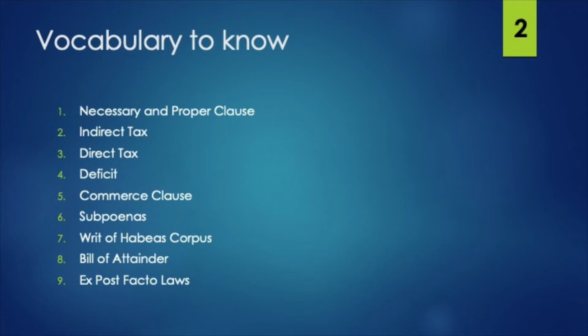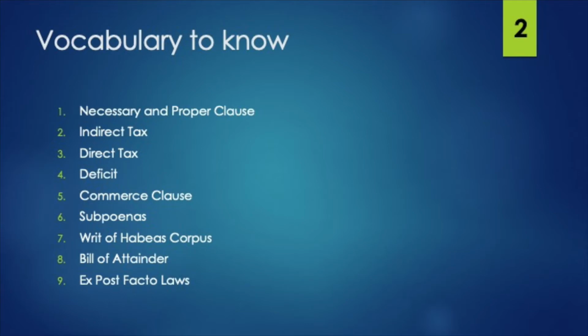We will go over each again, and let's start with the first one, the necessary and proper clause. This is also known as the elastic clause, and it allows making any law that would be necessary or proper for U.S. citizens, but it's not listed in the Constitution. Number two is an indirect tax, and that's a tax that is wrapped into the full price of the cost, something like gasoline.